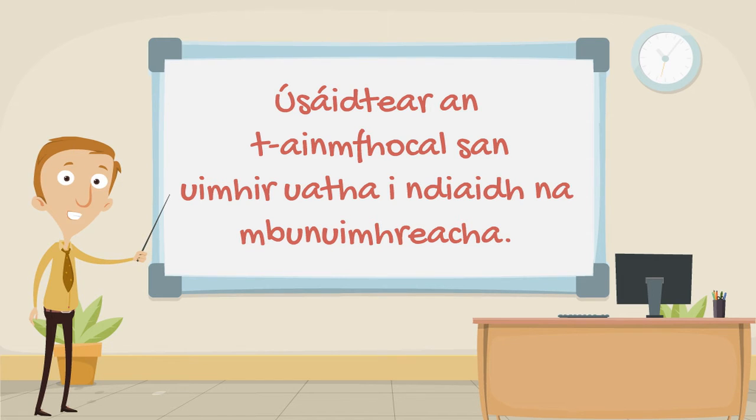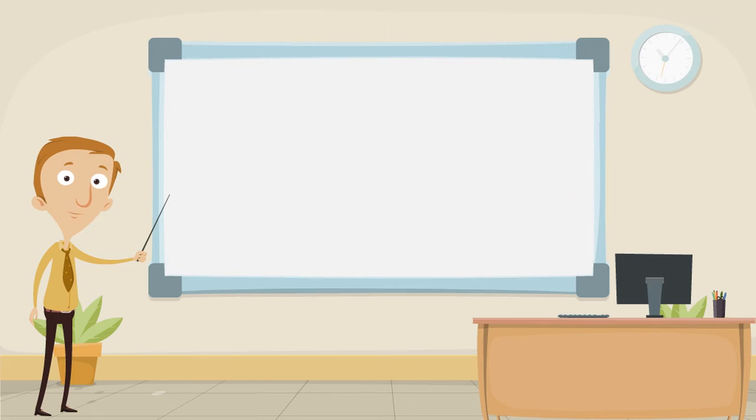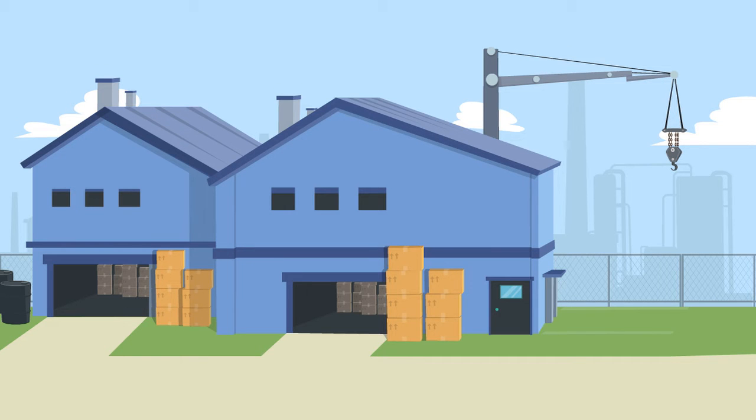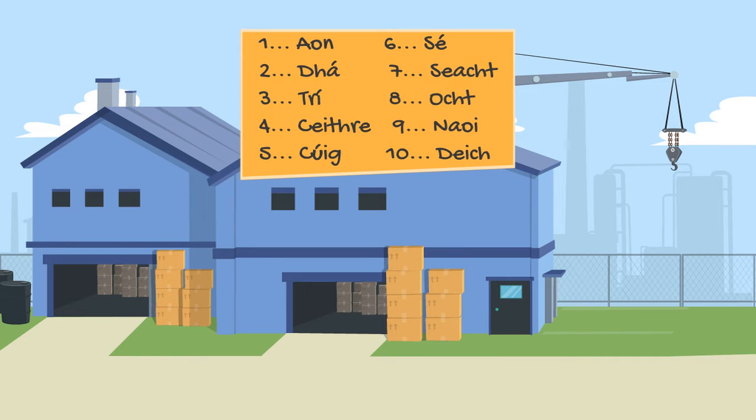Easy! The hUimhreacha Neamhphearsanta from 1 to 10 are as follows: 1, Ain, 2, Gá, 3, Tree, 4, Cara, 5, Cuig, 6, Shay, 7, Shocht, 8, Ucht, 9, Ní, and 10, De.